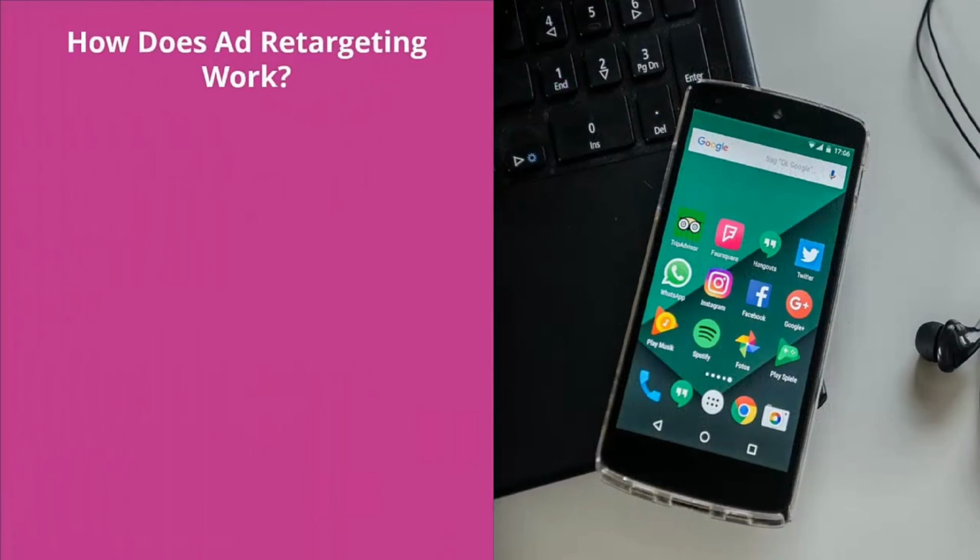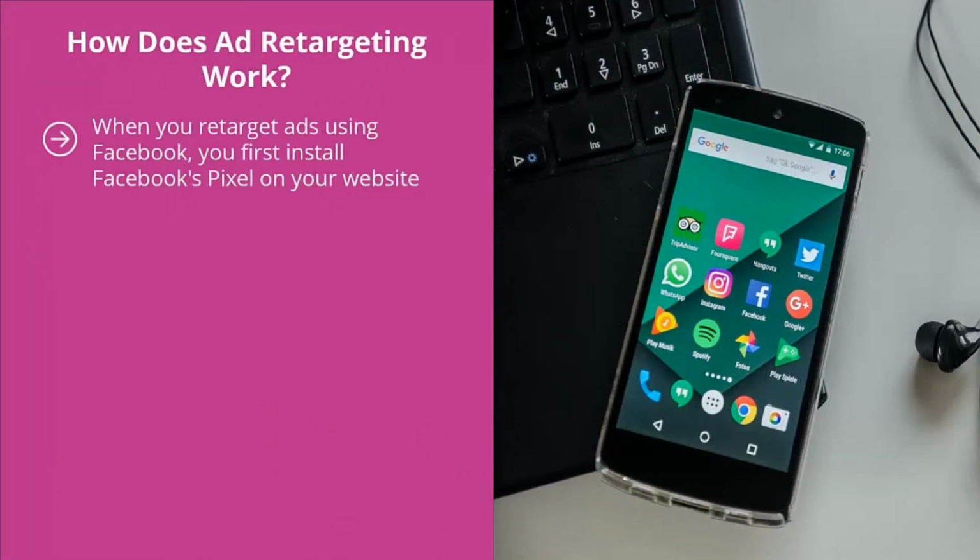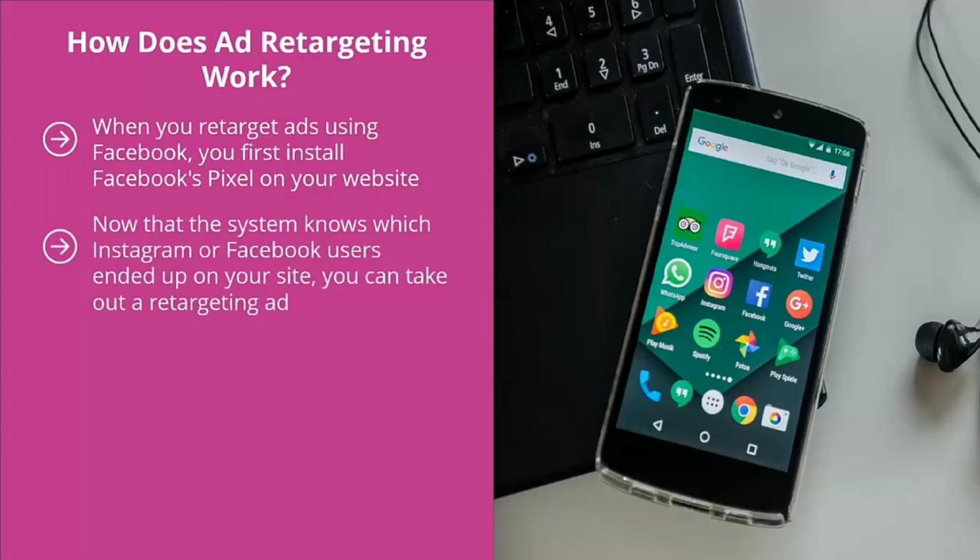How does ad retargeting work? When you retarget ads using Facebook, you first install Facebook's Pixel on your website. You then go about promoting on Facebook and Instagram. And when people find themselves on your site after clicking on a profile link, the Pixel keeps track of where they landed. Now that the system knows which Instagram or Facebook users ended up on your site, you can take out a retargeting ad. This ad can promote a deeper page, or it can promote your mailing list directly. Whatever the case may be, when people who have visited your site go back to Facebook or Instagram, they start seeing your ads. This is like shooting fish in a barrel.